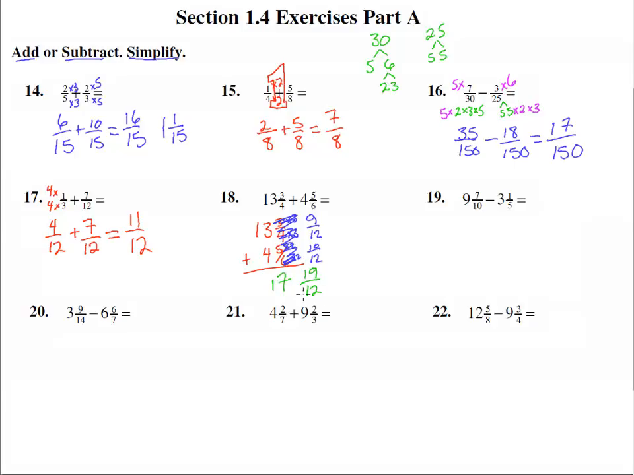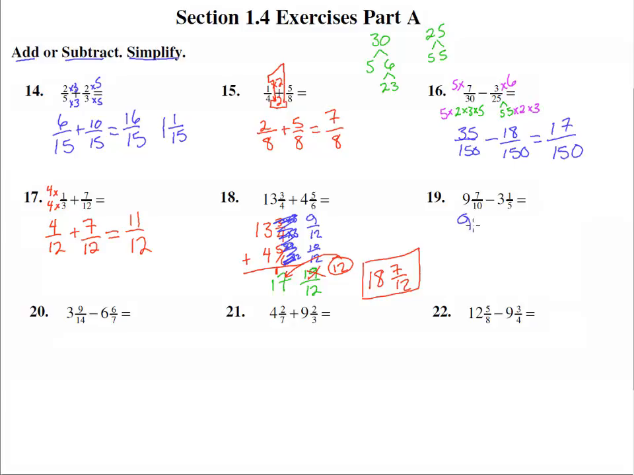Now remember that as soon as you get to 12/12, we've got to take 12 of these away and carry that 12/12 over there, and it makes one more. So 12/12 makes 1. So we actually get 18 and 7/12. So we took 12 away from 19 and then added it over here. All right, the next one.